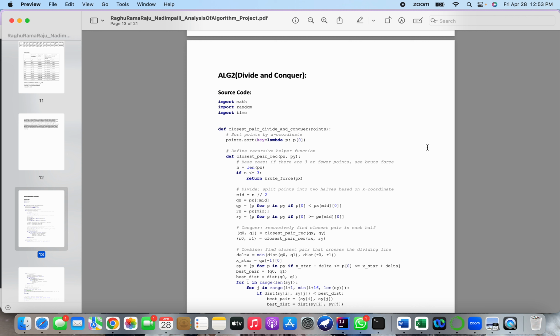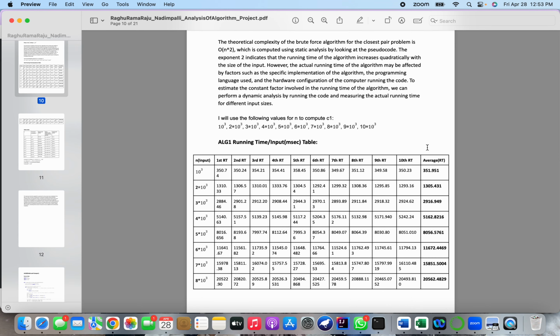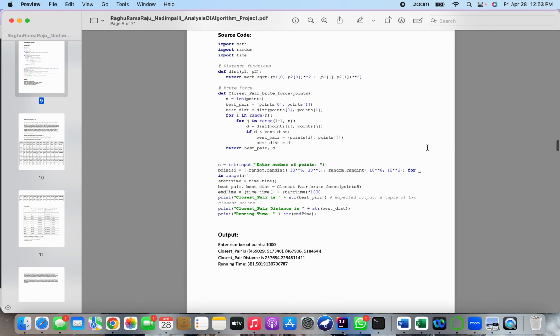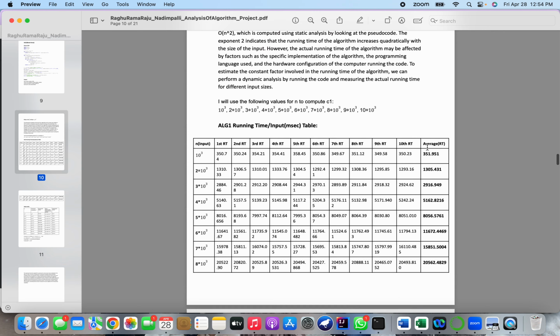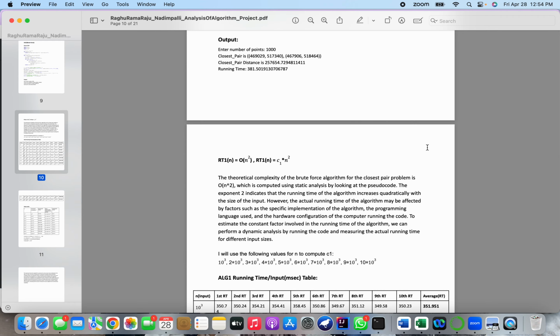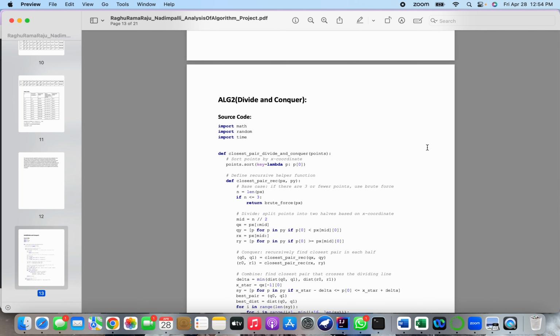And now the important algorithm, the optimized algorithm, divide and conquer, comes into the picture. Because I've already shown you that for larger inputs like 10 power 4, 10 power 5 and 10 power 6, the brute force is going to take a long time to get the output because of its theoretical complexity, the nested for loops, and that's where divide and conquer comes into the picture.